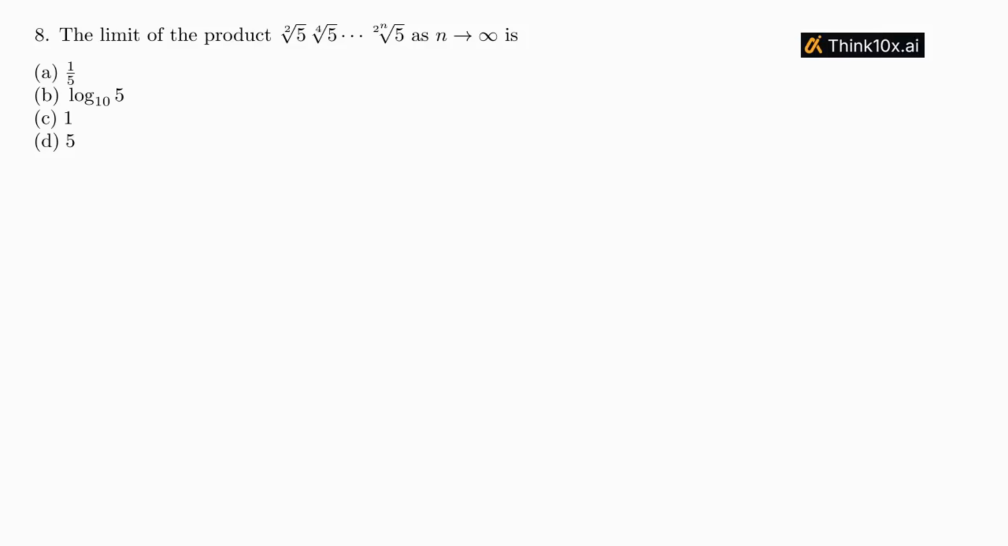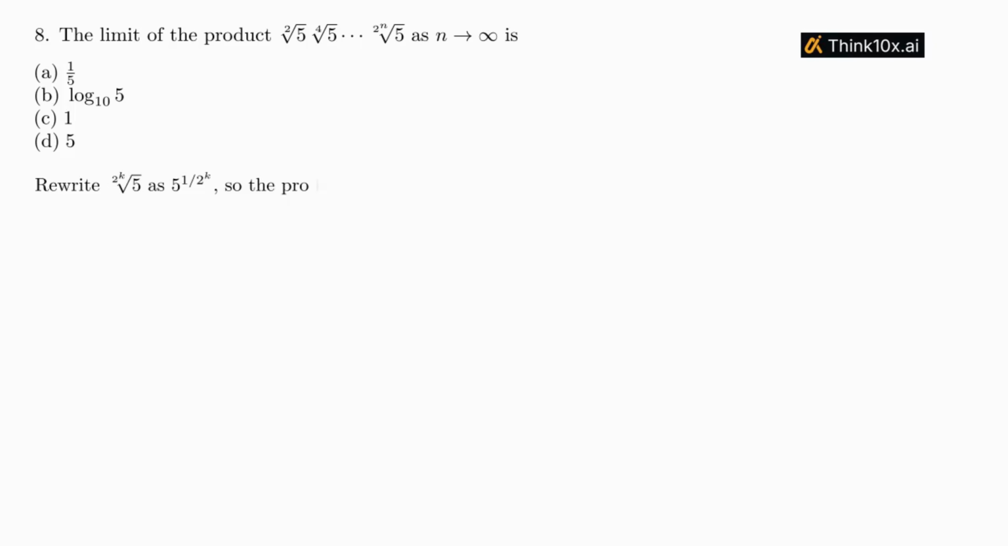We're asked to find the limit as n grows without bound of a product of many roots of 5. The key is to rewrite the roots in a form that lets us combine the factors cleanly. Let's look at the answer choices. Then we'll compute the limit and match it.